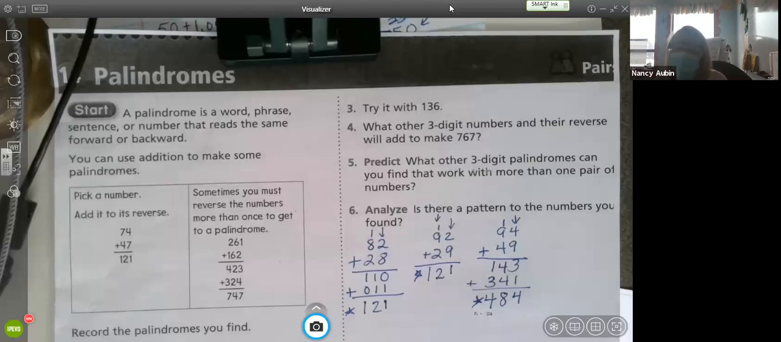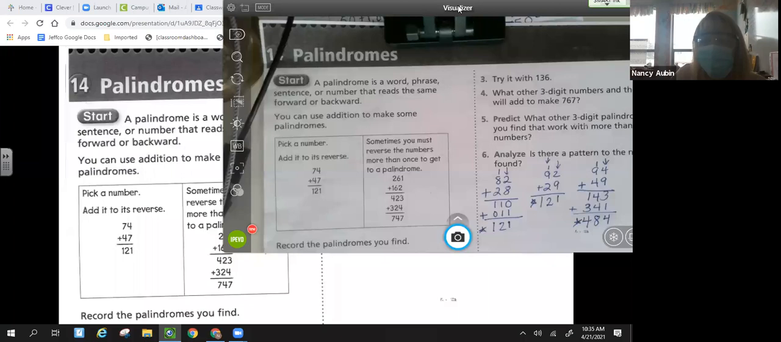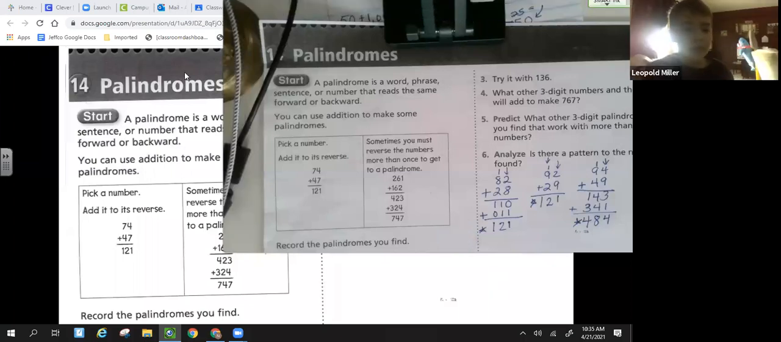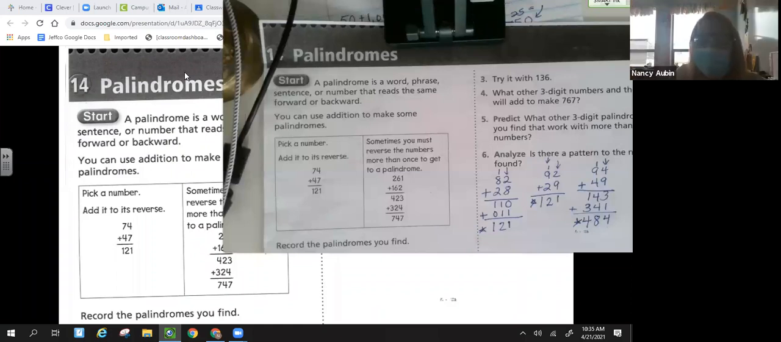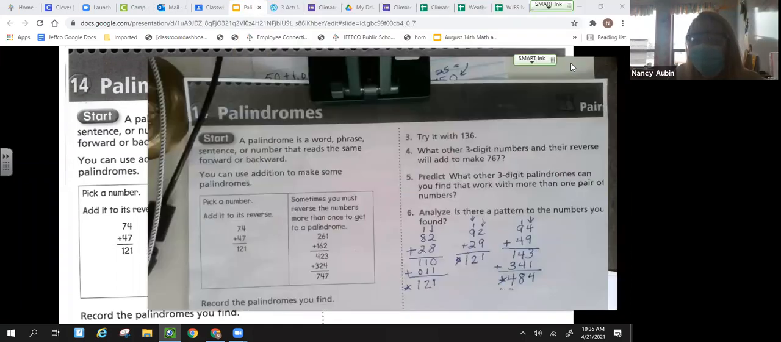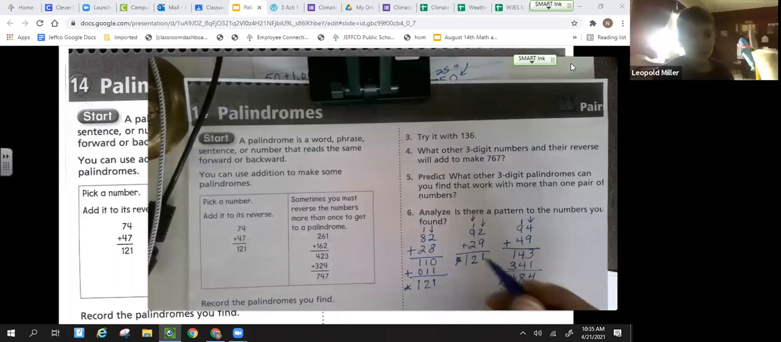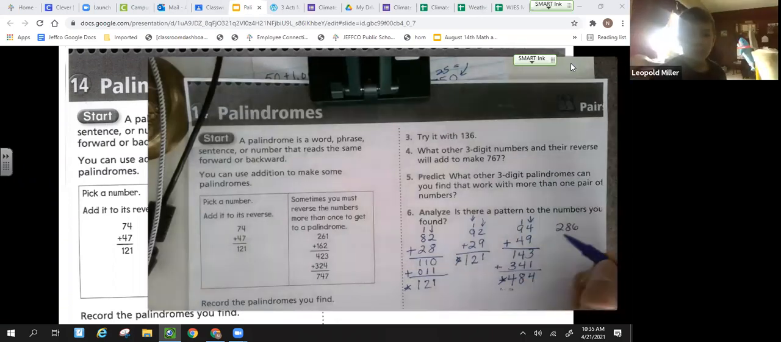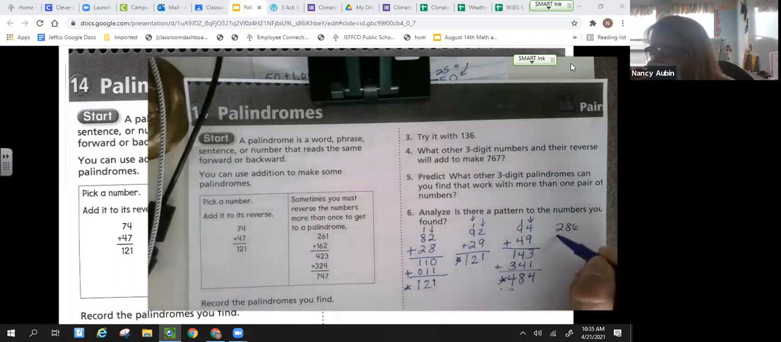You can also try it with 3-digit numbers. Let's do one 3-digit number. Leo, can you give me a 3-digit number? 286. Okay, let's see what happens if I do 286. So what's the reverse of 286? You just go backwards, 682.